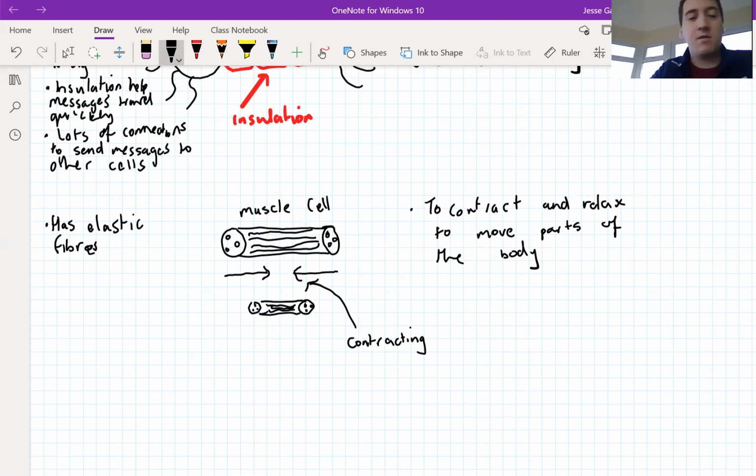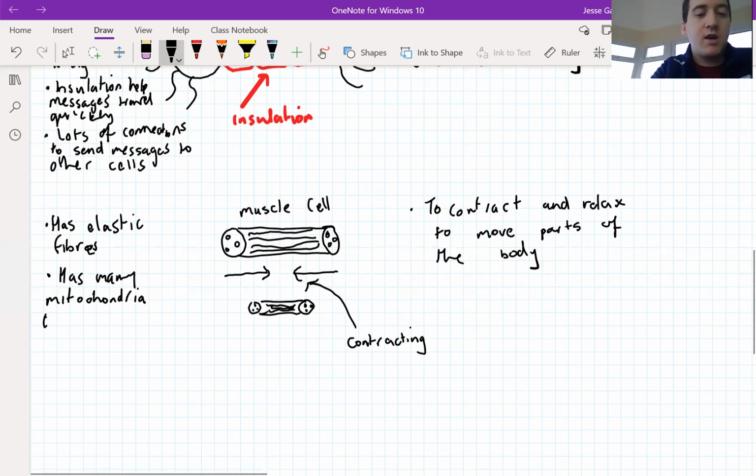So it has elastic fibers, and it also has many mitochondria. Now, why would it need many mitochondria? Well, these are very active cells. They're going to be getting shorter and relaxing all the time, and that's going to require a lot of energy. So why do we need mitochondria? Well, when we have a lot of mitochondria, we can release a lot of energy. And this is going to allow these cells to do their job, which is to make the body move.